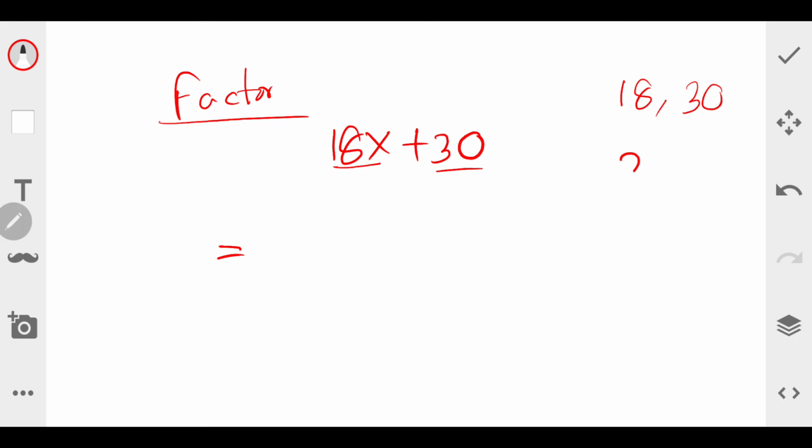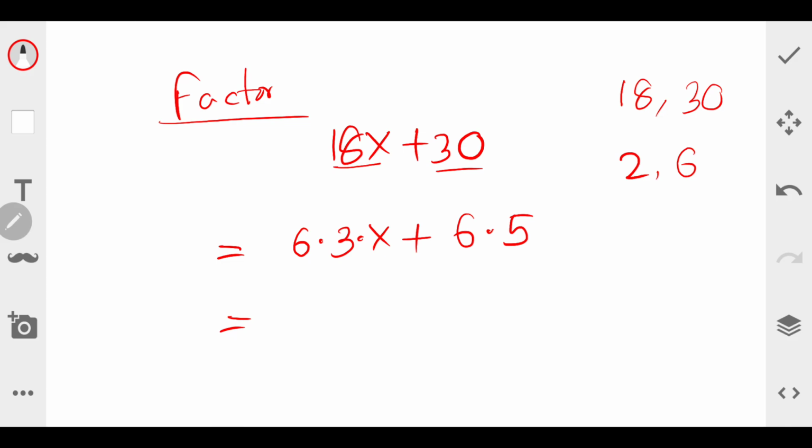So we can use 2. 2 is common. You can also do 6. Okay, so sometimes you'll find there are more than one common factor. So we're gonna use 6 here. You'll see why we're gonna use 6. So for 18 we can do 6 times 3 times x, and for 30 we'll do 6 times 5. So that means 6 is our common factor.